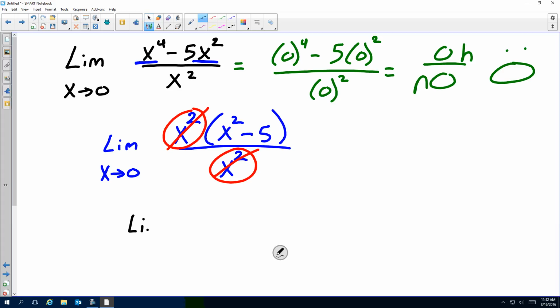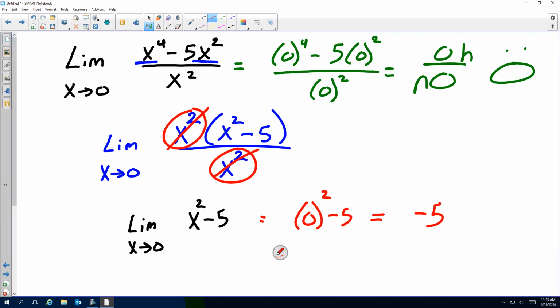I now have the limit as x approaches 0 of just simply the equation x squared minus 5. Like the one we saw earlier, this is a plug-in. Okay? We can just say 0 squared minus 5, and what do we get as our answer? We get a negative 5. Okay? So a little bit more steps involved, but same concept, same process. Just got to cancel something out.